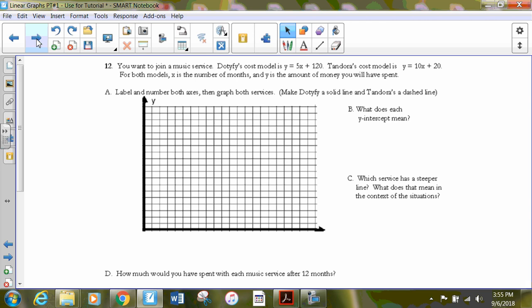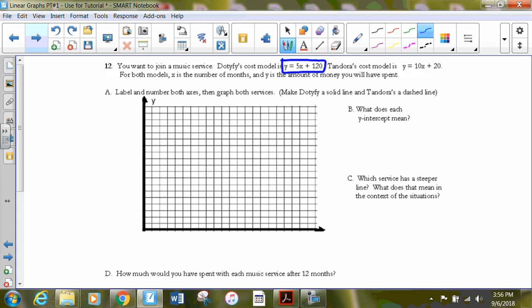You want to join a music service. Data phi's cost model is y equals 5x plus 120. So that's one graph, one equation we're going to graph. And then Tandora's cost model is y equals 10x plus 20. All right, for both models, x is the number of months and y is the amount of money you've spent. So we're going to go ahead and label the x-axis months and the y-axis money.